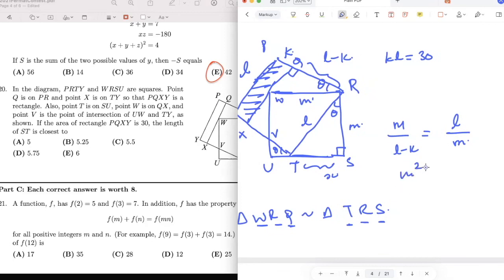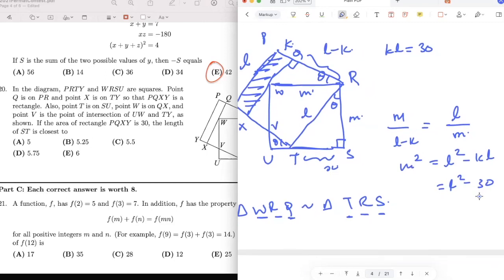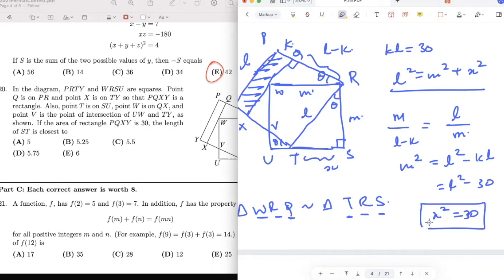So M square is L square minus KL, and KL is 30, so that's L square minus 30. But we can see in this triangle that L square is M square plus X square by Pythagoras theorem. So X square is 30. So ST, which is X, will be root 30. Root 30 is closest to what? Root 30 is 5.5, option C.